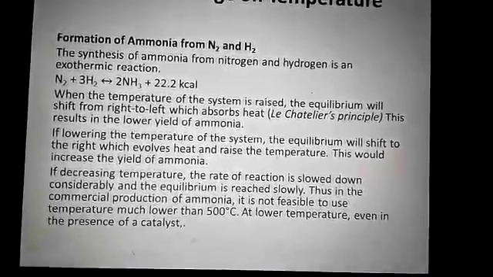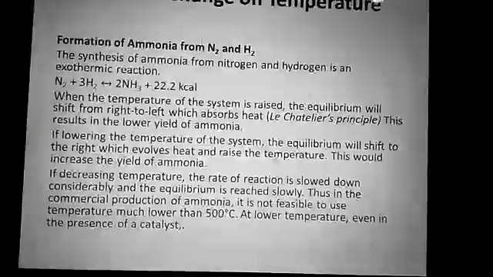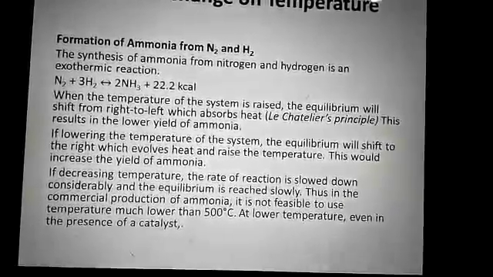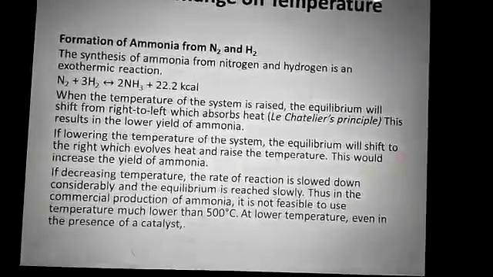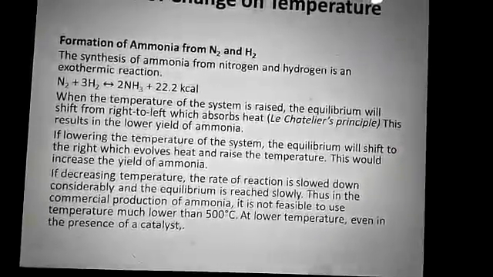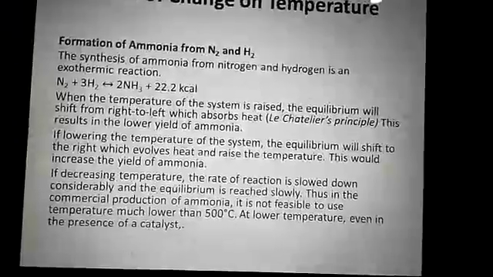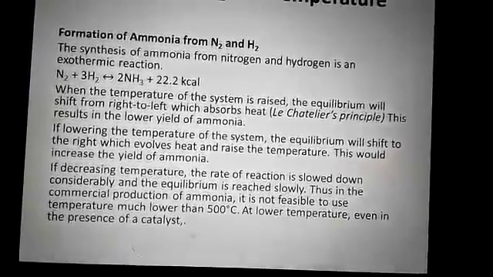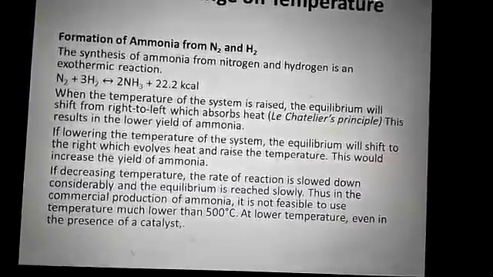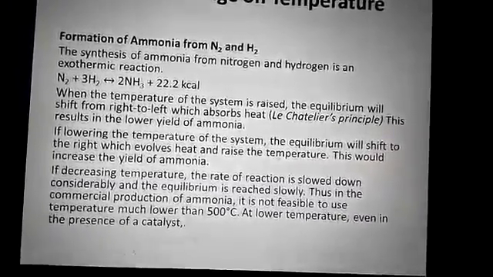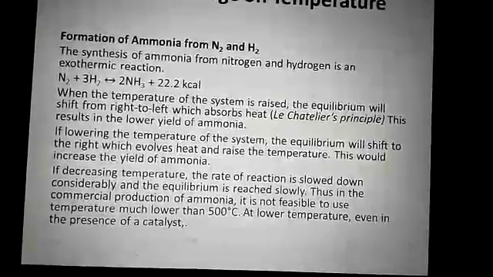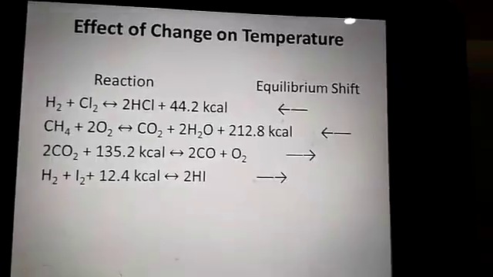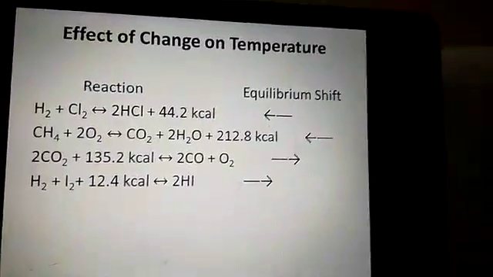Similarly, if the temperature is decreased, the rate of reaction is slowed down considerably and the equilibrium is reached slowly. Thus, for the commercial production of ammonia it is not feasible to use a temperature below 500 degrees centigrade. So at lower temperature, even in the presence of a catalyst, the rate is too slow.